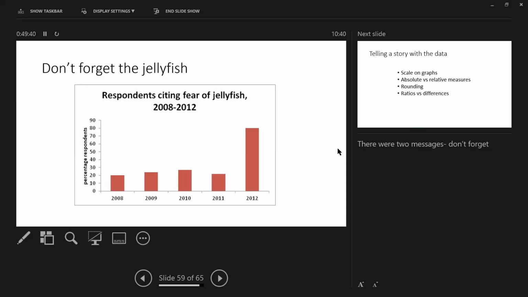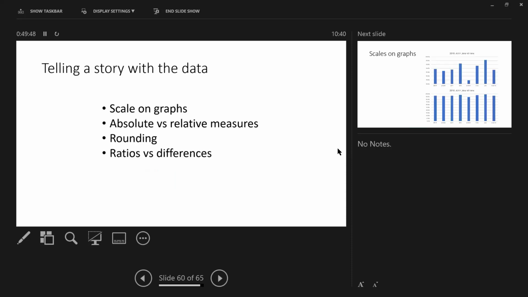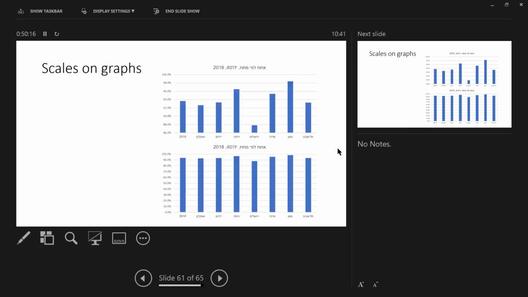Okay, we're almost done. I want to continue a little bit with graphs, but I want to talk about telling your story with the data, because you can have the same data and have very, very different looking graphs, depending on what you want to say, depending on what scale you use, on absolute and relative measures, on rounding, and whether you use ratios or differences. With the scale, I think one should be careful, because you can really prove your point with scale, but some people may think it's manipulation. You have to be careful.